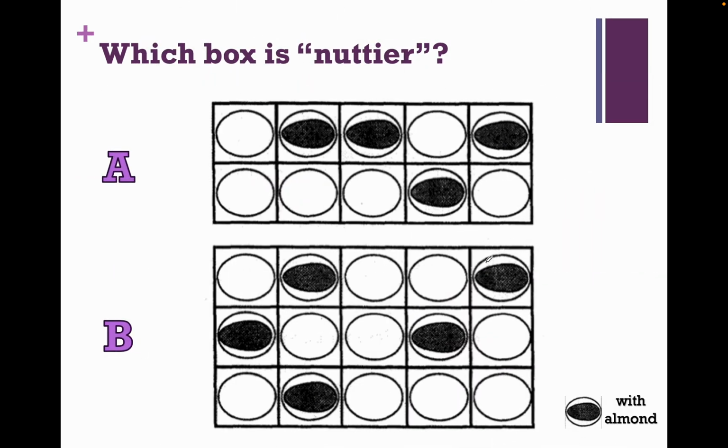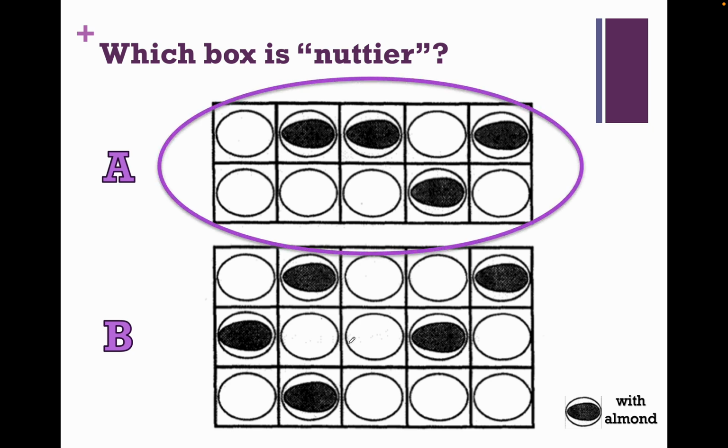Okay, this is supposed to represent 2 boxes of chocolates, and the ones with this black-looking almond shape is a piece of chocolate with an almond in it. So which box is nuttier, meaning which box has a larger portion of chocolates with nuts? That is box A.